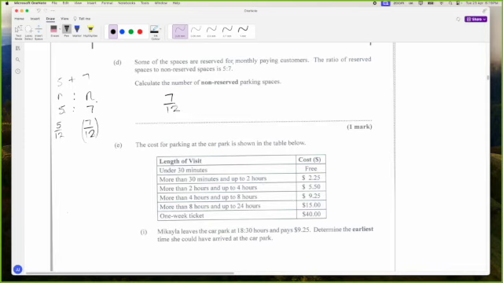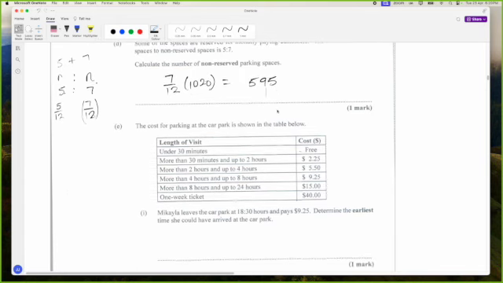some of the parking spaces are reserved for monthly payments. All right, so the total is 1020. I guess that'll have to be it. 595.